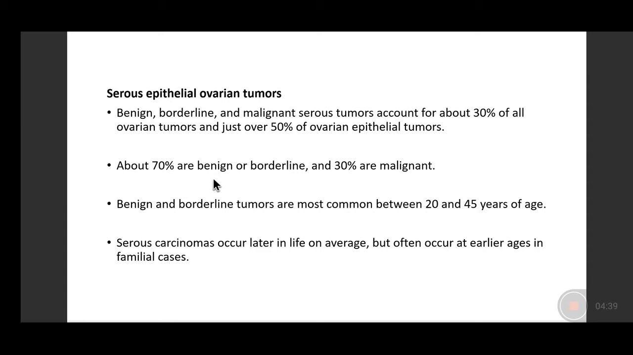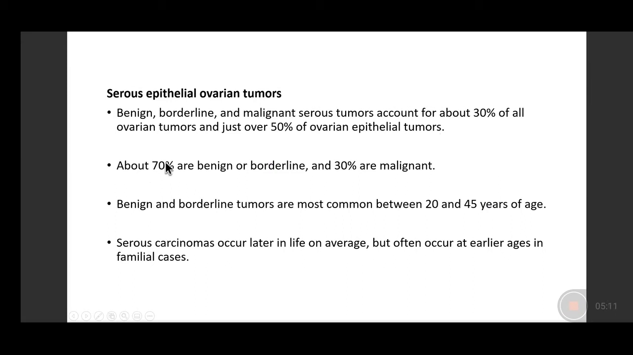Now, as we know, the ovarian tumors have an epithelial origin, and in the epithelial tumors we have the serous, mucinous, Brenner's, clear cell, and the endometrioid types of epithelial neoplasms. Now, the serous epithelial ovarian tumors can be further classified into either benign, borderline, or malignant, and these are the most common ovarian neoplasms that occur, and the majority of the ovarian neoplasms are the epithelial tumors.